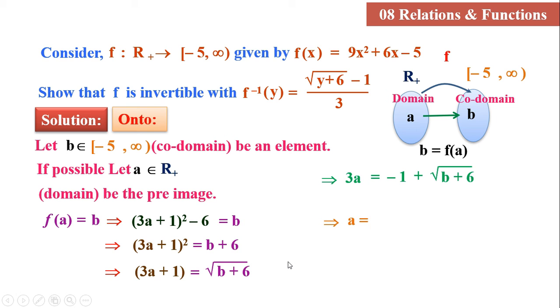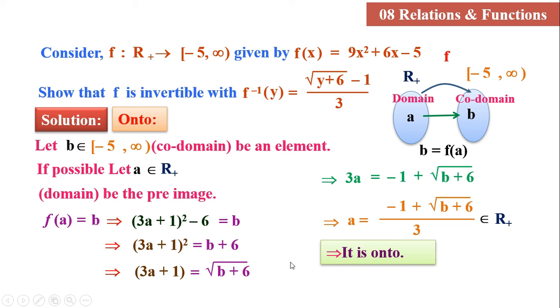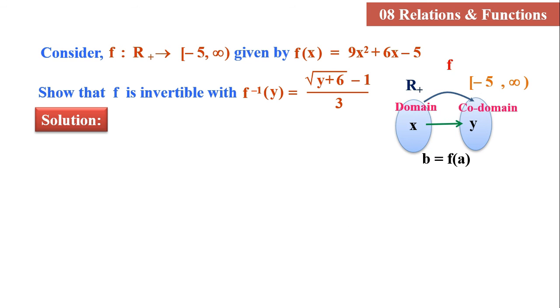So a is equal to (minus 1 plus root of b plus 6) upon 3. This is a and it belongs to R plus. For every b there is an a. Therefore the function is onto and the inverse exists. Let me go for the inverse.